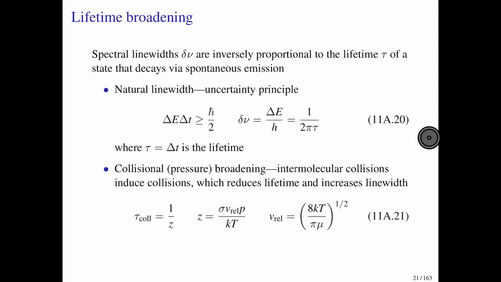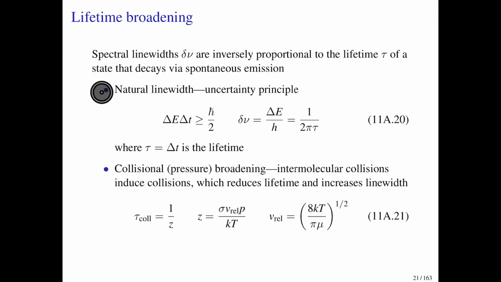On this slide, we're looking at the other two broadening mechanisms, and they both fall under the category of lifetime broadening. One is called the natural line width of a spectral peak. The other one is the collisional broadening. And both of these obey the same rule. That is, the spectral line width, so the line width of the peak, is inversely proportional to the lifetime of the state if it decays by spontaneous emission.